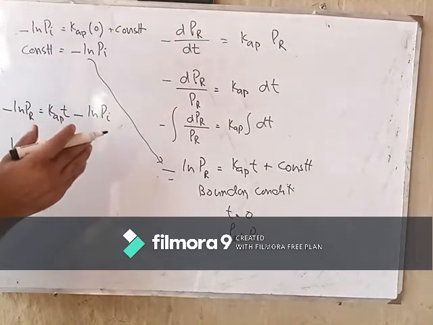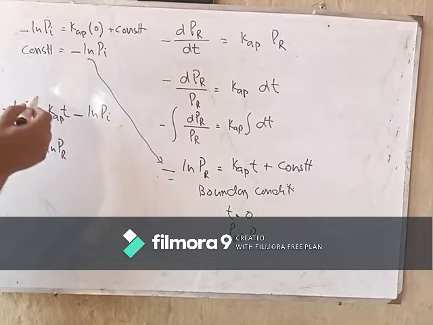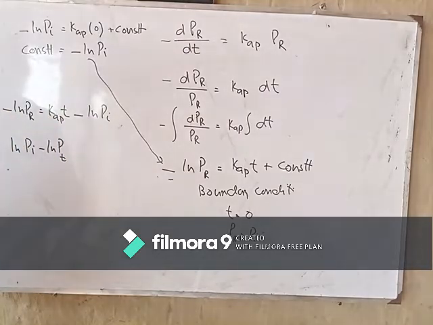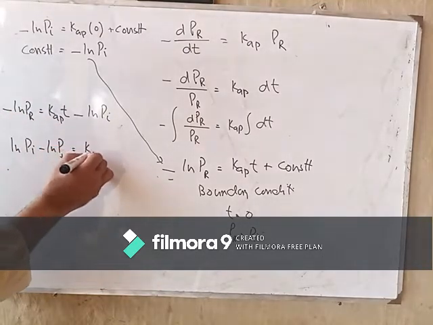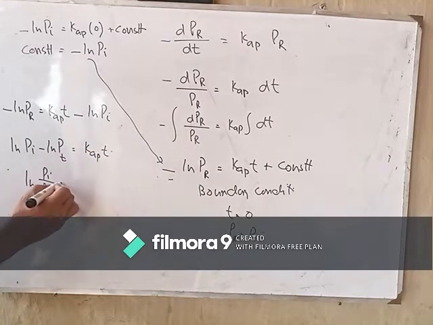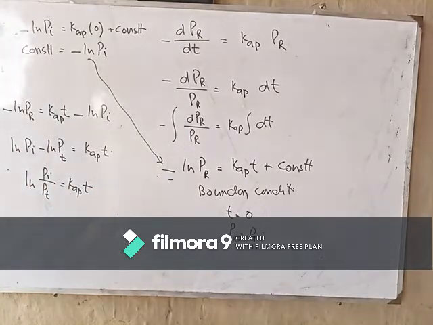Now this PR is the pressure at different time interval. In this equation, it is the pressure of the reactant at different time interval. So we can also write as PT at different time is equal to KAP and T, or log PI divided by PT is equal to KAP and T. So this is a simple first order equation.